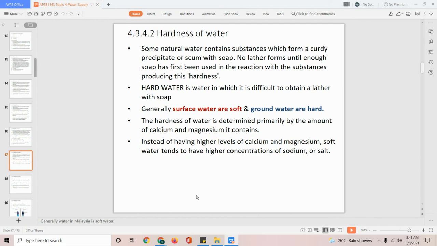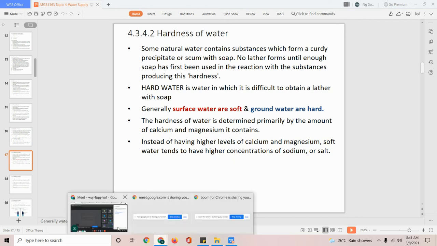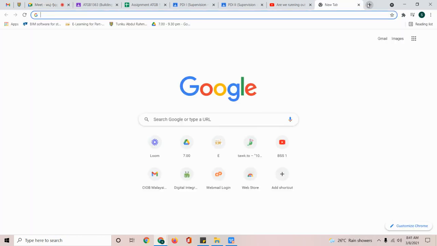When it comes to that sort of guideline, as I mentioned, online there will be some guidelines, but for your course it will not be required. So maybe I can do a quick search.